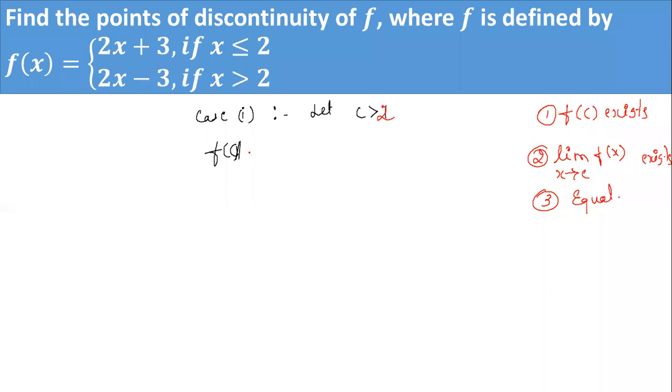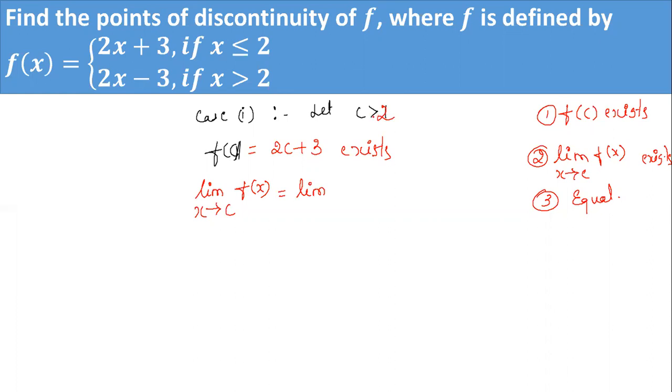Second one. So f of c is nothing but 2c plus 3, correct? Since c is a finite number, 2c plus 3 is also finite. Good Akamayavati. Good Vani. Good Jyotika. So 2c plus 3 is a finite number. Okay. So clearly f of c exists. Then you have to find the limit, the limit of f of x as x tends to c. So as I told you earlier, we are talking about c greater than 2.